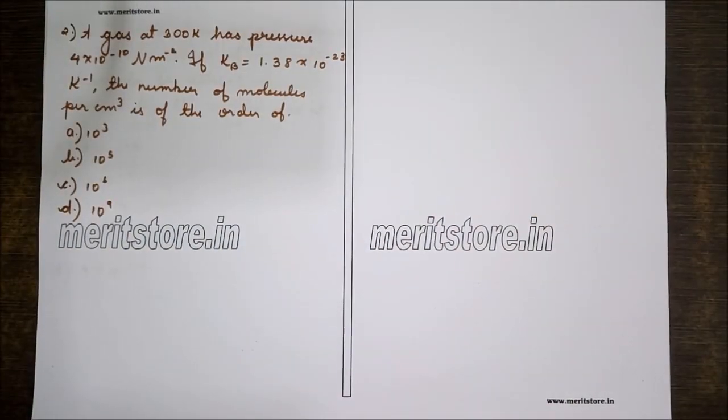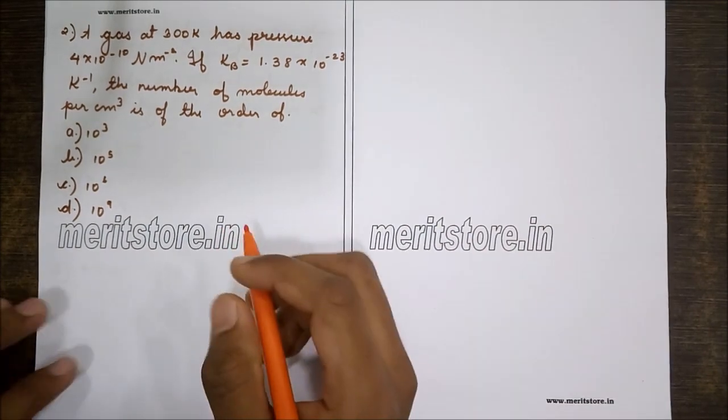A gas at 300 Kelvin has pressure of 4 into 10 raised to minus 10 Newton per meter square. If Kb, the Boltzmann's constant, is given as 1.38 into 10 raised to minus 23 per Kelvin, the number of molecules per centimeter cube is of the order of, the options given are 10 raised to 3, 10 raised to 5, 10 raised to 6 and 10 raised to 9.